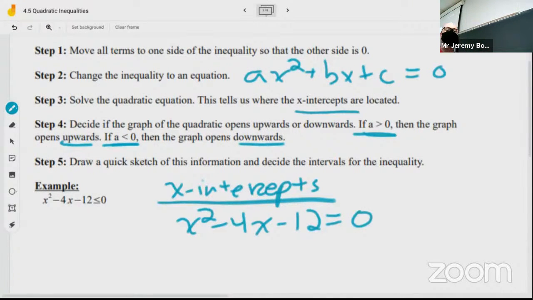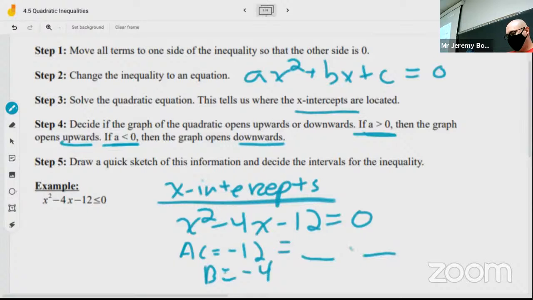And I'm going to solve that. That's going to give me my x-intercepts. So if we try to factor that, let's do it. AC is equal to negative 12, B is equal to negative 4. I need two numbers that multiply to give me negative 12 and add to give me negative 4. I think 6 and 2 are my candidates.